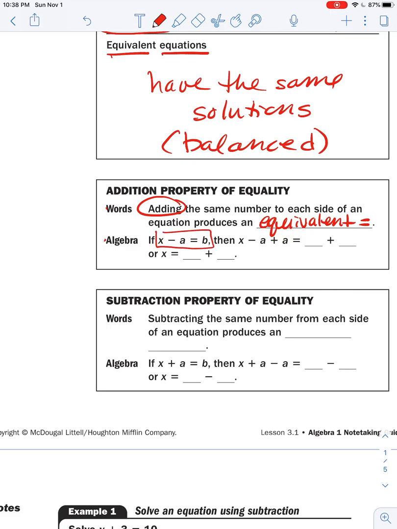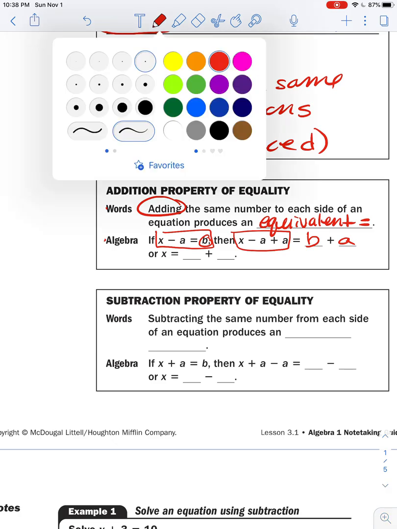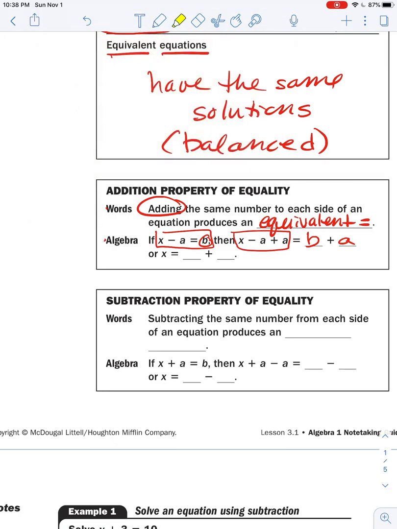For example, here it says, if x minus a equals b, then x minus a plus a, so they added an a on the left side of the equation. On the right side we have b, and we'd have to add a to that, because if you add it to one side, then you have to add it to the other, because you're trying to keep everything in balance. But then what happens when you add and subtract an a? If you have plus a minus a, those cancel out, and all you're left with is x equals, and then these didn't cancel out, so b plus a.